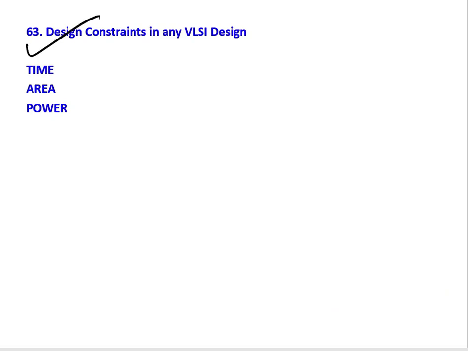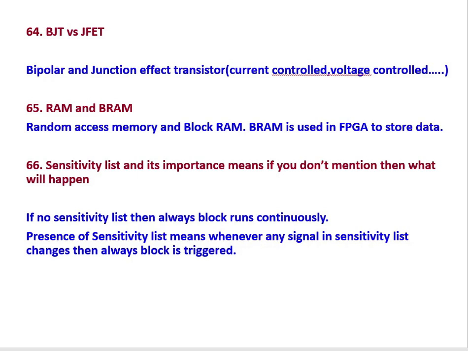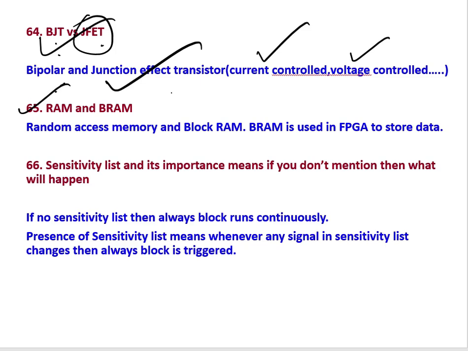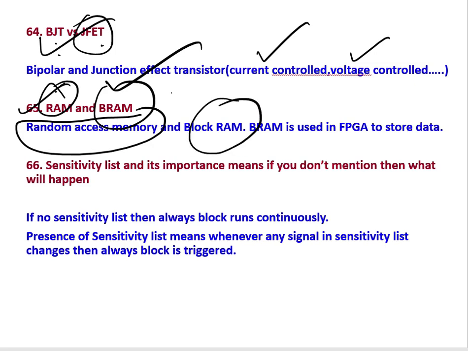What are the design constraints in any VLSI design? The first one is time, then area, next one is power. This type of question has been asked many times in Verilog interviews. The first one is BJT versus FET. BJT is bipolar junction transistor, JFET is junction field effect transistor; one is current controlled, another is voltage controlled. Then what is RAM and BRAM? RAM is random access memory and BRAM is block RAM. BRAM is used in FPGA to store data.